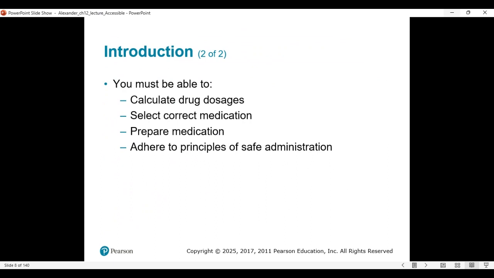You must be able to calculate drug dosages, select correct medications, prepare medications, and adhere to principles of safe administration. And I will say about drug calculations, we will have a separate slideshow for that. So watch for it on my YouTube channel, or my in-person class students, we will be going over that separately.